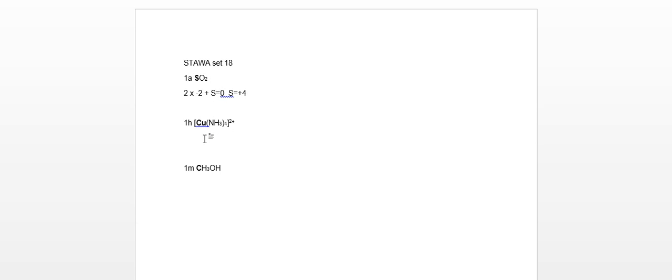Now let's have a look at 1H. 1H is a bit of a swine. It's asking us for what is the oxidation number of the copper. And these funny square brackets around here indicate that what we're dealing with here is a complex. So we have ammonia molecules, 4 of them will form a complex with copper.